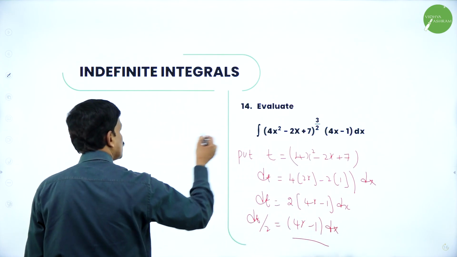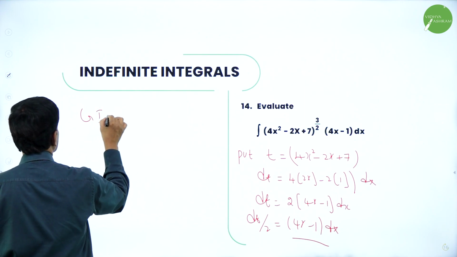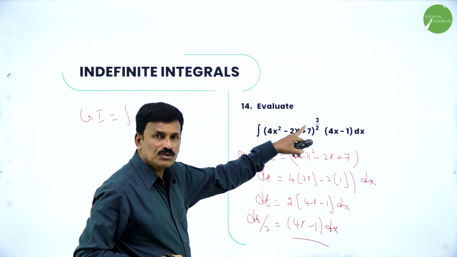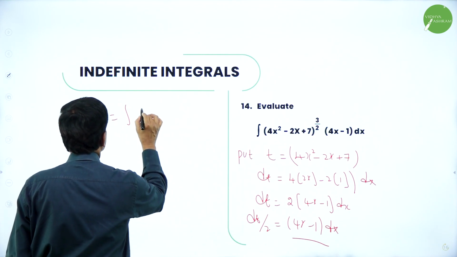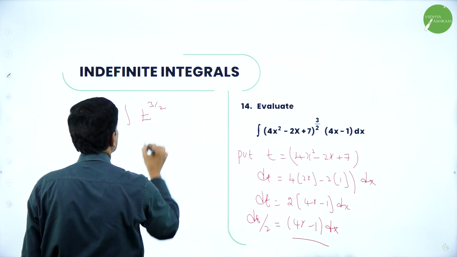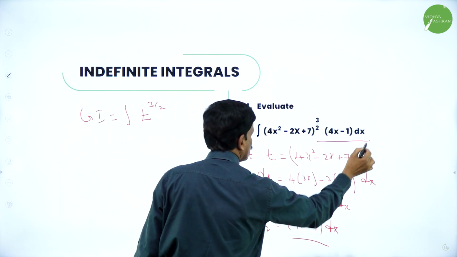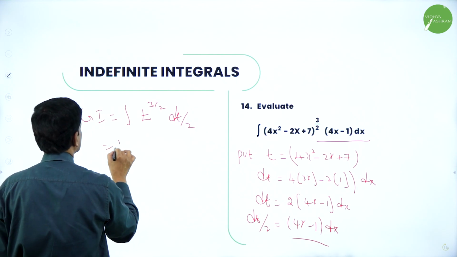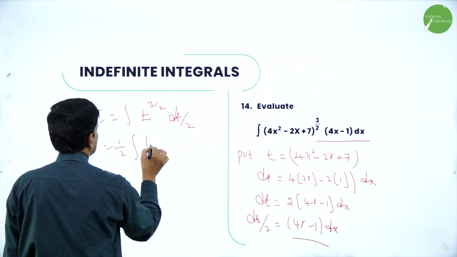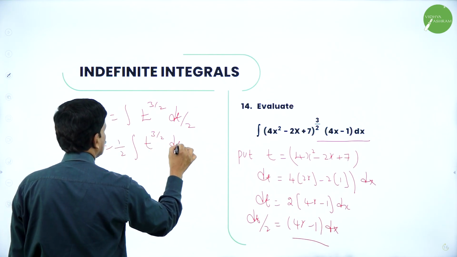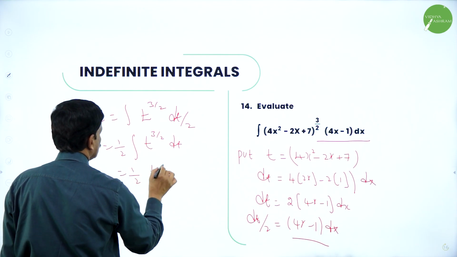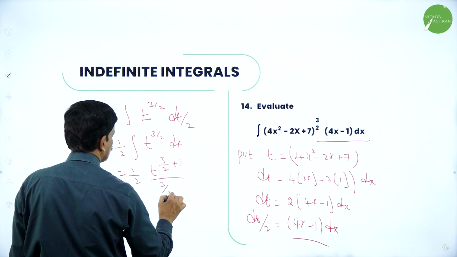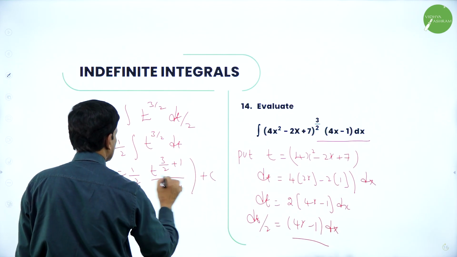So this given integral can be written as: 4x square minus 2x plus 7 is nothing but t to the power of 3 by 2. This is t to the power of 3 by 2 into this entire quantity 4x minus 1 dx, which is nothing but dt divided by 2. So 1 by 2 out, t to the power of 3 by 2 dt, integration of 3 by 2 plus 1 divided by 3 by 2 plus 1 plus c, right.